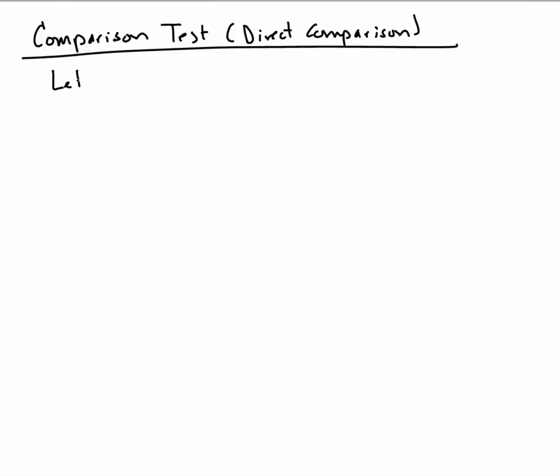So the comparison test starts out with two series. One series is a sub k and the other one is b sub k. So let's say we have two series, a sub k and b sub k, and they have positive terms.